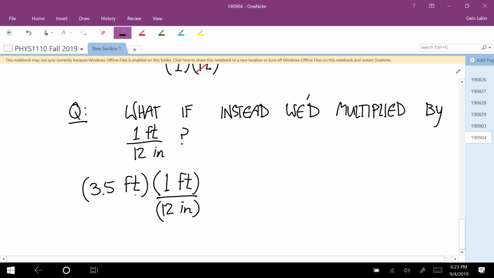And this time we don't get the cancellations of the feet. We end up with 3.5 times 1 divided by 12 for the number. That's like 0.2916 repeating. And then the units we get are feet times feet over inches. Or you can think of that as feet squared over inches.